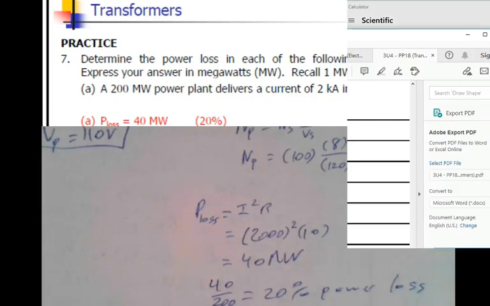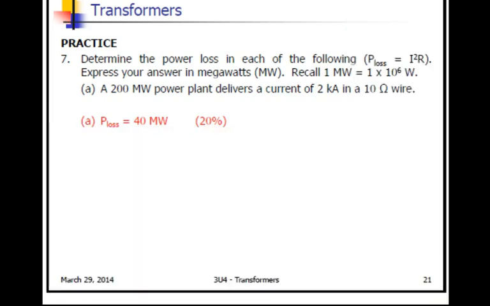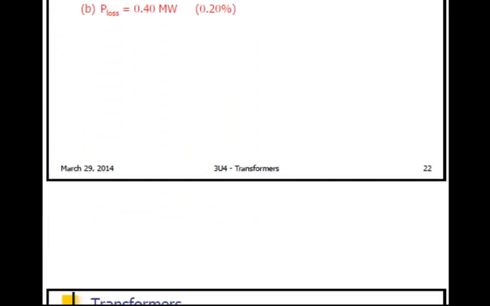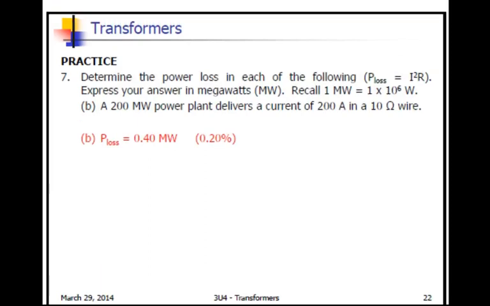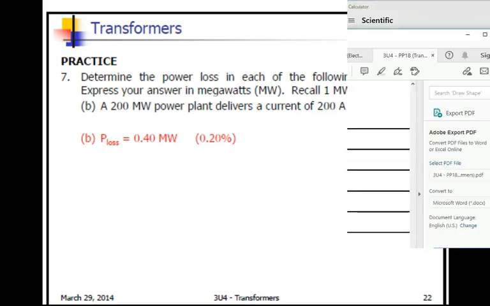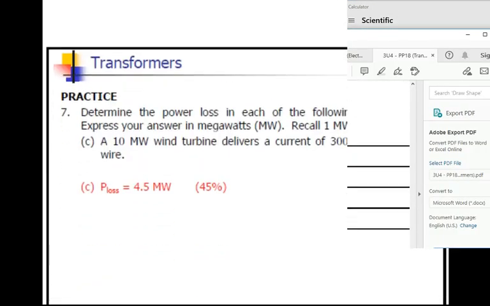Let's look at question 2 here, or part B. It says determine the power loss in this situation. If we have a 200 amp current and a 10 ohm wire. In this case, I won't calculate it again, I'll just show you the calculation. So if we have 200 amps, it's only a 0.2% power loss. So it's more beneficial to have a lower current.